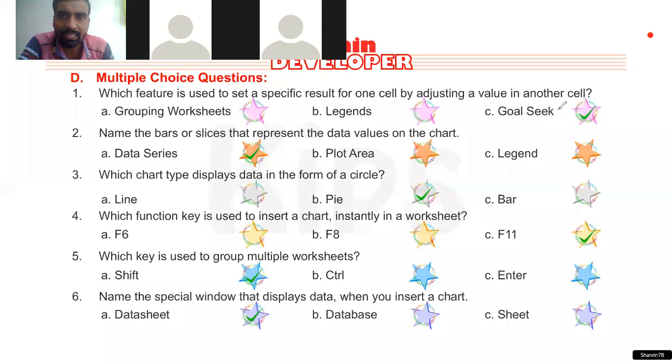Very good. So answer is goal seek. Second answer is data series. Third answer is pie chart. Fourth answer is F11 key. Fifth answer is shift key. And sixth answer is data sheet. These are the answers of your questions given here.